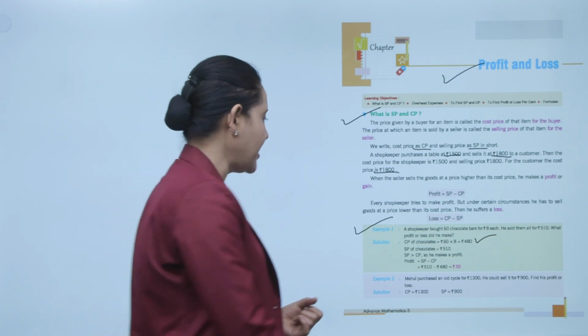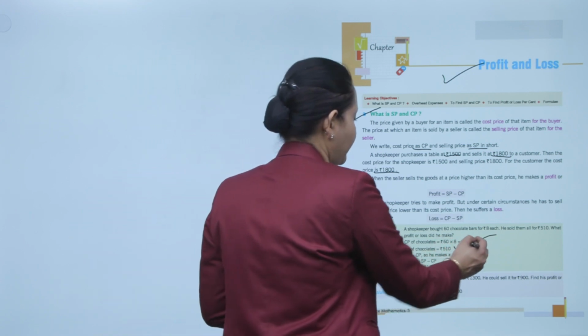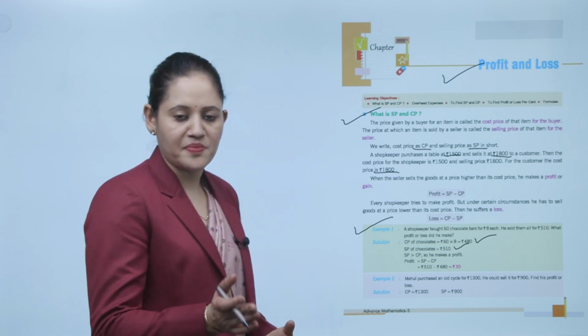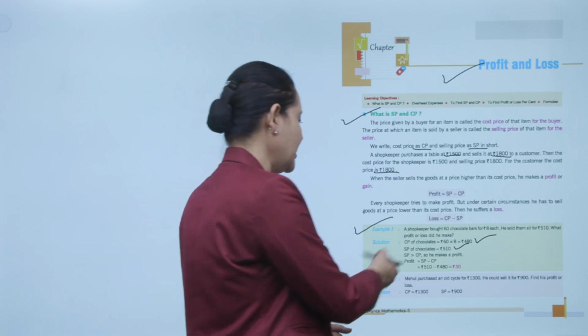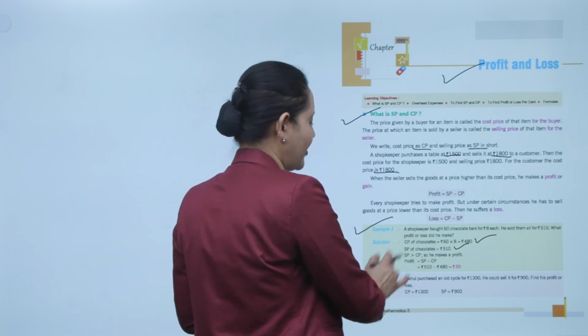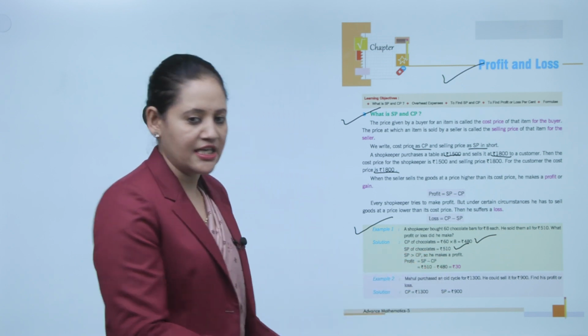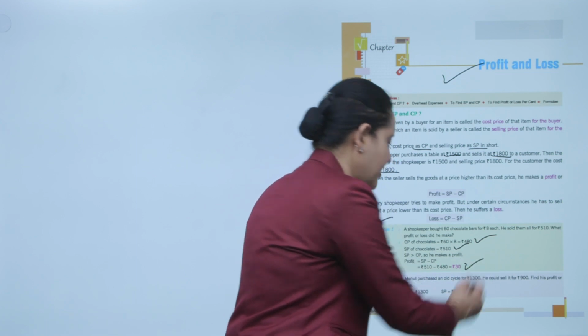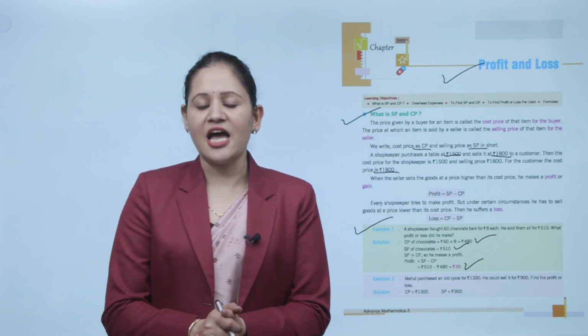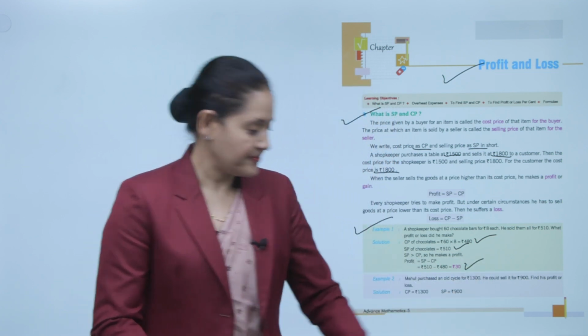Now selling price, that is 510. Here the selling price is more than cost price. So obviously he is having profit. So profit equals to SP minus CP. 510 minus 480, that is equals to rupees 30. So he is having the profit of rupees 30.